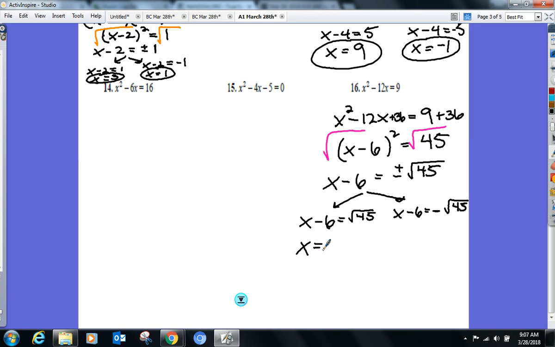So this one will round to, well, in this one in particular, 12.7. Anybody need help here? Square root of 45, add 6 to it. Hey, tell me, are we getting 12.7?